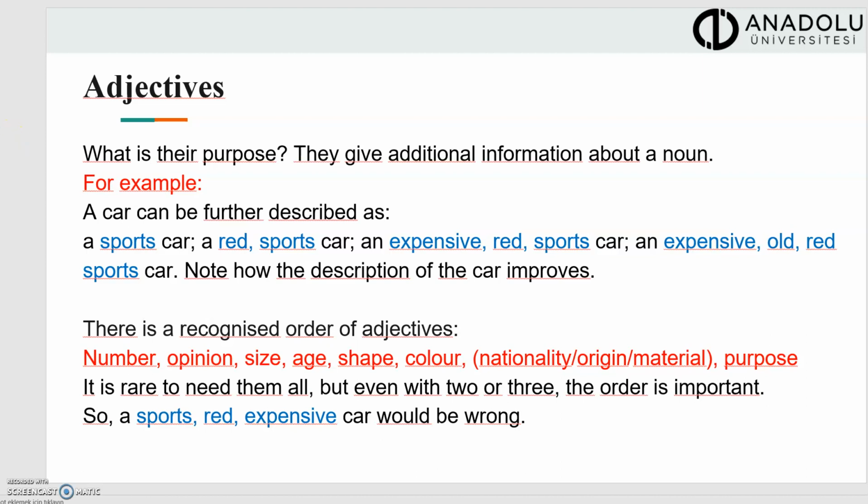There is in fact a recognised order of adjectives: number, opinion, size, age, shape, colour, nationality, origin or material, and purpose. So it's extremely rare that you need all of them, but even with 2 or 3, the order of adjectives is important. So for example, a sports red expensive car would be wrong. You need to say an expensive red sports car, according to the order of adjectives.